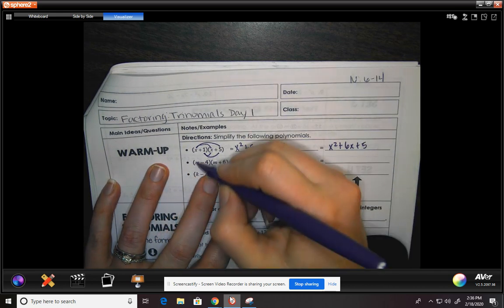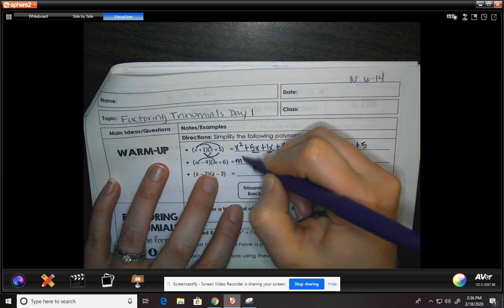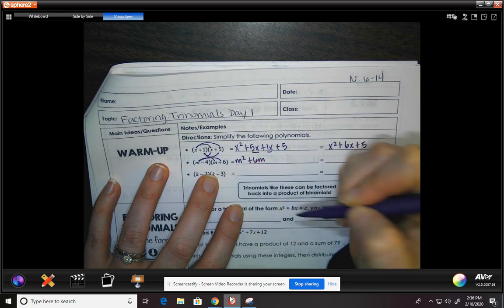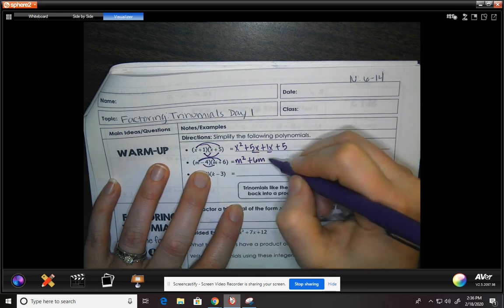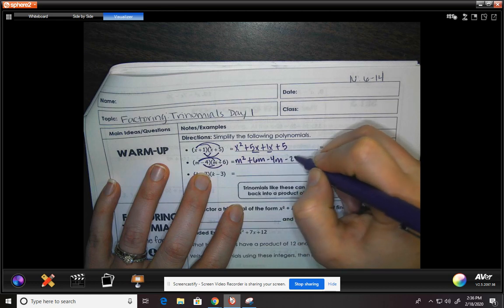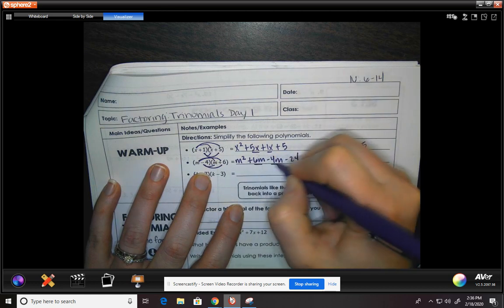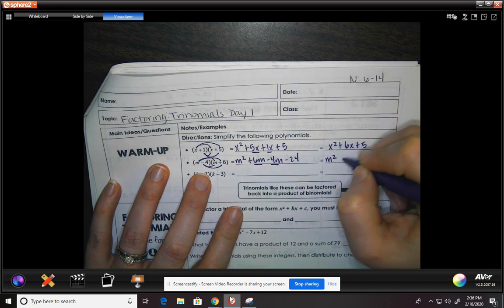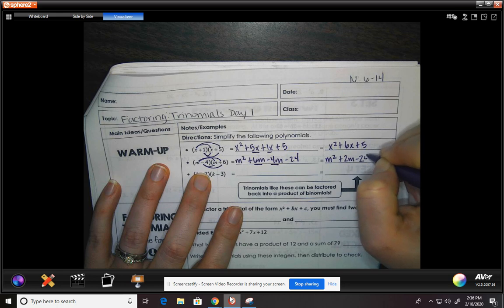For the second one, m times m gives me m squared, and m times 6 gives me 6m. Negative 4 times m gives me negative 4m, and negative 4 times 6 gives me negative 24. I can combine my 2 middle terms. I keep the m squared, and 6 and negative 4 make a positive 2m, and then I bring down minus 24.